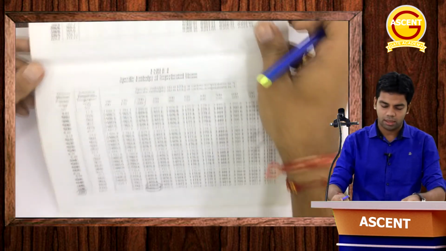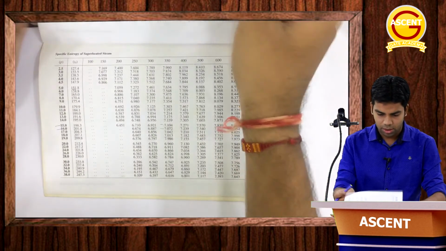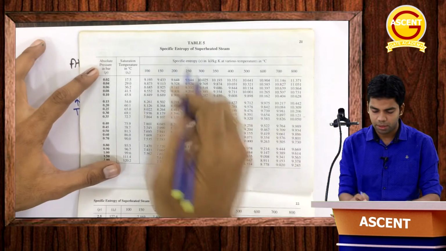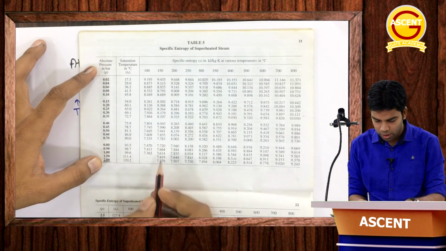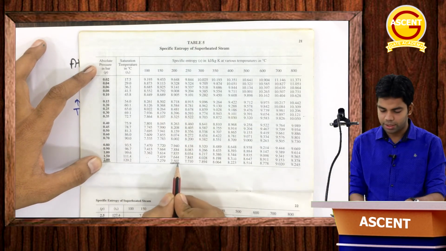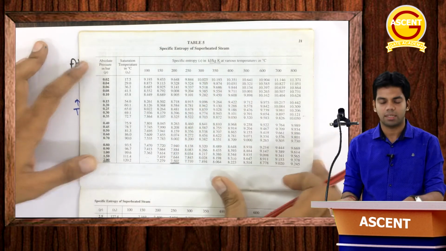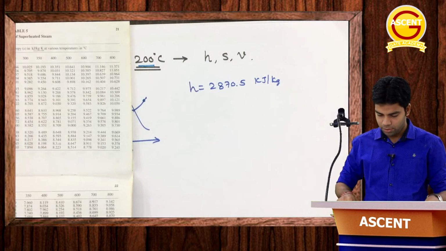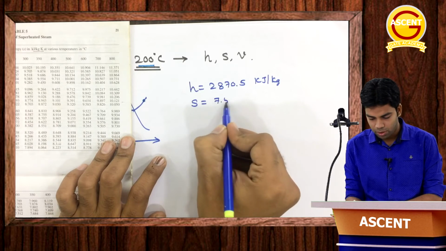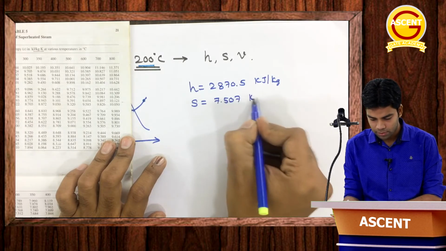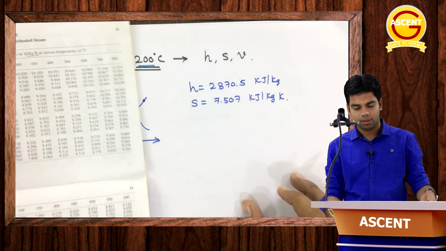Similarly, if you want to see the entropy at this point, what will be the entropy here? You can see here you have the specific entropy table, the specific entropy of superheated steam. So at 2 bar and 200 degree centigrade, the specific entropy is 7.507 kilojoule per kg Kelvin. So at this particular point the specific entropy S is equal to 7.507 kilojoule per kg Kelvin. Getting this or not?